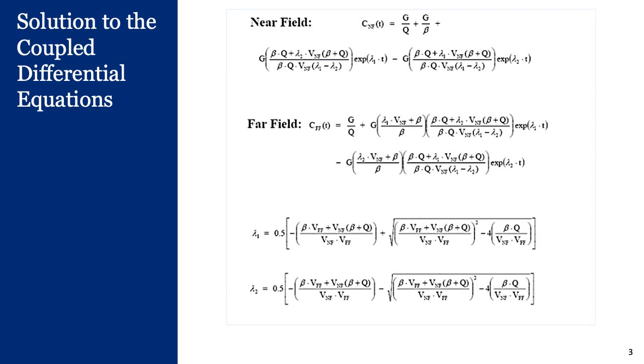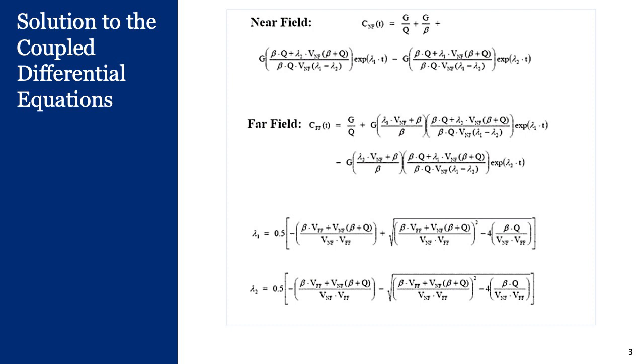And as you can see, these are very complicated looking and frankly ugly looking, but we can make some sense out of it by considering each one of these terms. So now let's look at the near field equations, and the first two terms are just constants. So the C near field is equal to G over Q plus G over beta. If you recall, in the well-mixed room model equation, in the steady state, the concentration in the room became G over Q. So that is the concentration at all points in the room.